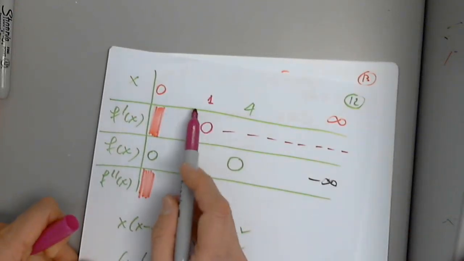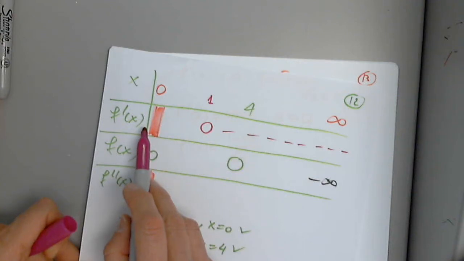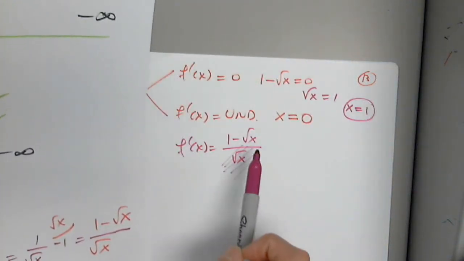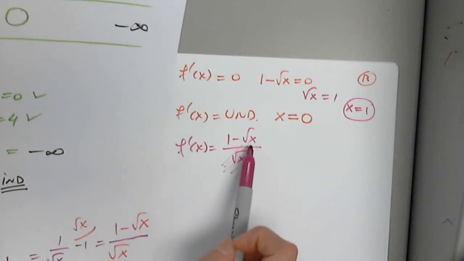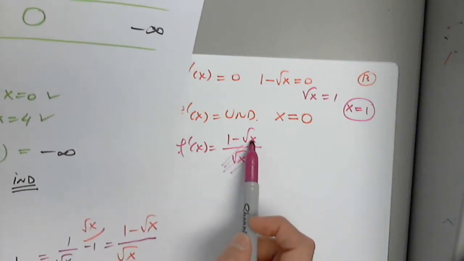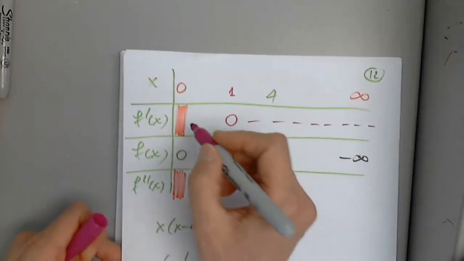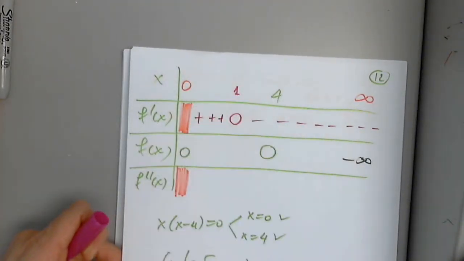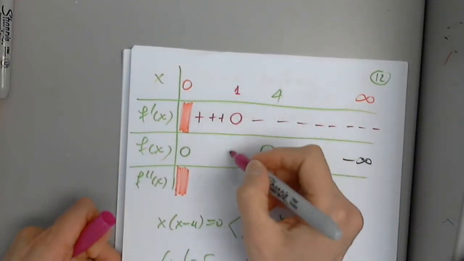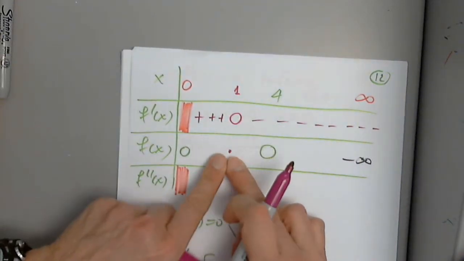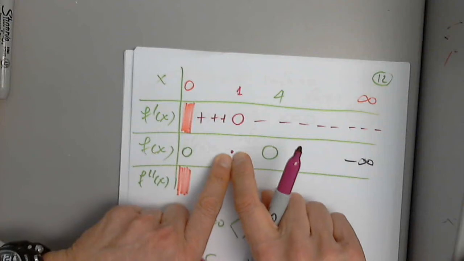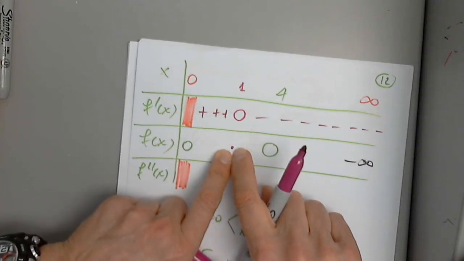Let's plug in a number to the left of 1. We can plug in 0 because it's about the top, not about the bottom. When I plug in 0, I get 1 minus 0. If I plug in 0.25, I get 1 minus 0.5. So it's still positive, no matter what I plug into the left between 0 and 1. I have to determine this point. Where do I plug in to find this y value? In the function. Very good.